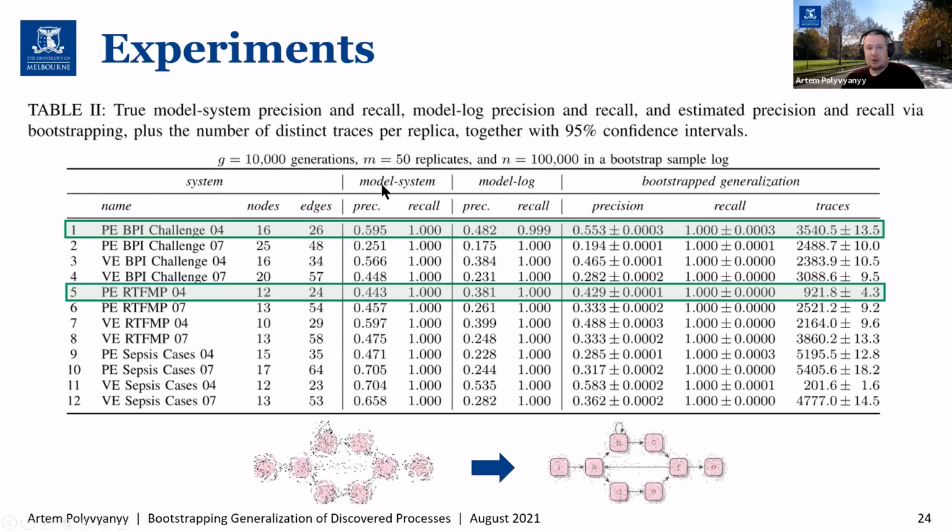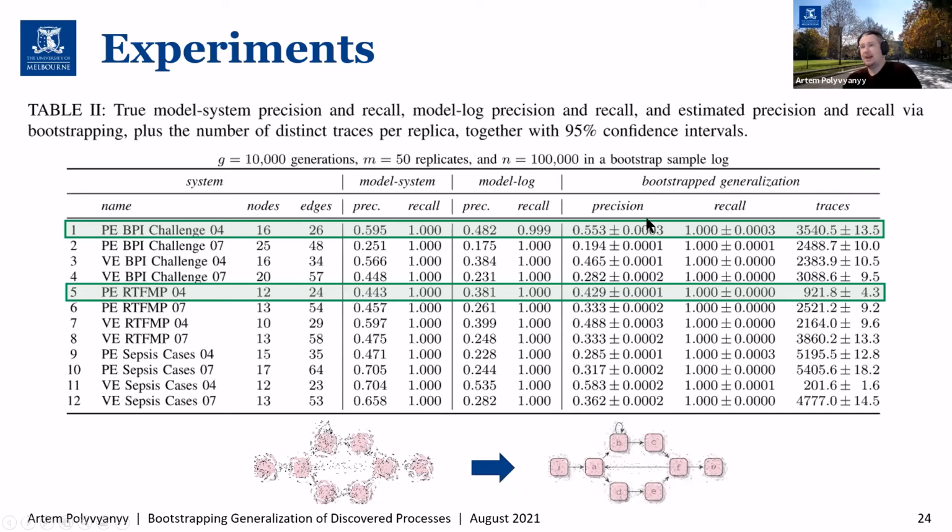So here in this column, model-system measurements, these are the measurements between model and system if we would know the system. The discovery algorithm was good; it always discovered fitting models, but precision values are quite different for those discovered models. Then we said, okay, if we don't know the system and we don't apply our bootstrap method, what will be the model-log precision and recall if we use a log as an estimation of what the system can do? And then we obtain these measurements, and then we do the bootstrap generalization measures.